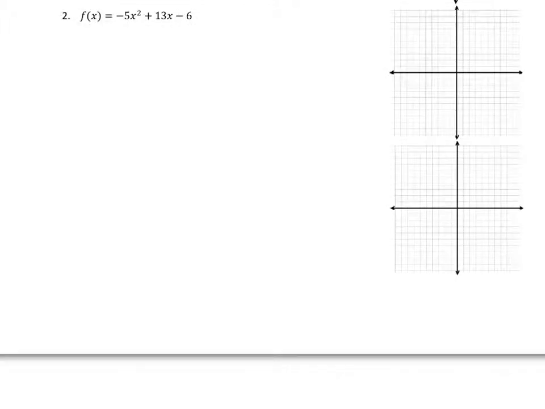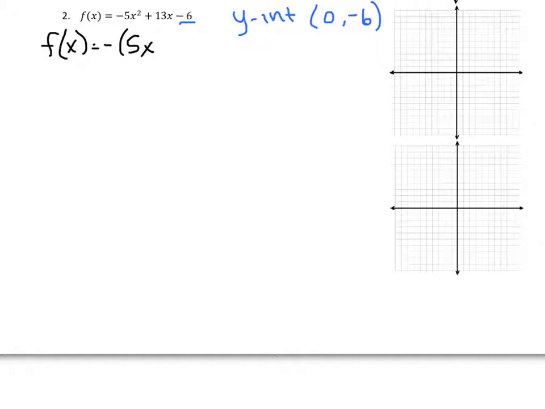All right, for number 2, we know that the y-intercept is going to be (0, negative 6). And I'm going to go ahead and write this in factored form. So in factored form, we have f of x equals negative (5x minus 3)(x minus 2). So we'll set this equal to 0.